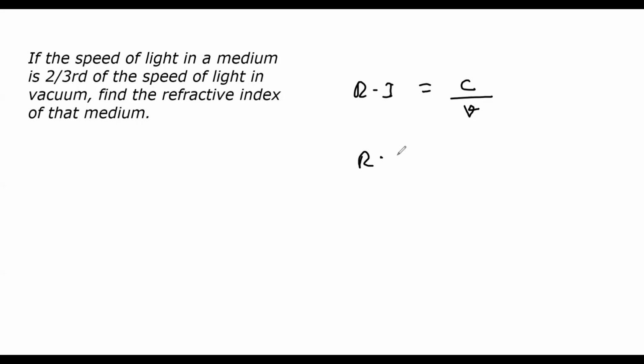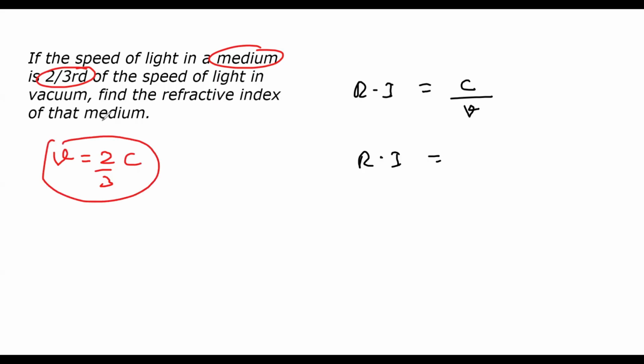Now, since we have to get the refractive index, what is given here is that the speed of light in that medium is 2/3. So can I say that the speed of light, that is v, in that medium is 2 over 3 times the speed of light in vacuum? One more time. The speed of light in the medium, for which I use the symbol v, is 2/3 the speed of light in vacuum, that is c. Now here I'm going to replace these values. Let c be c, and I can write v as 2 over 3 times c.